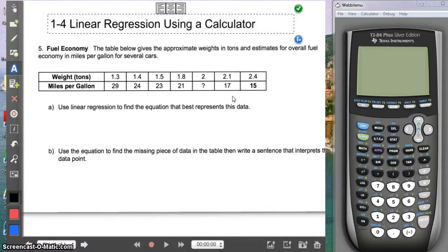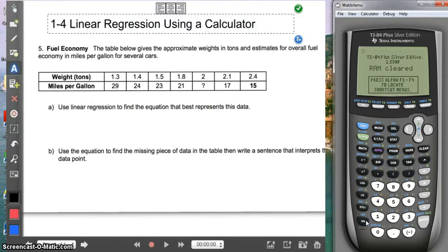The table below gives the approximate weights in tons and estimates for overall fuel economy in miles per gallon for several cars. So you have a table that has X values, which is the weight, and the Y values, which is the miles per gallon. And here they're telling you in part A, use linear regression to find the equation that best represents this data. Every time they tell you linear regression, you can do the following steps on the calculator.